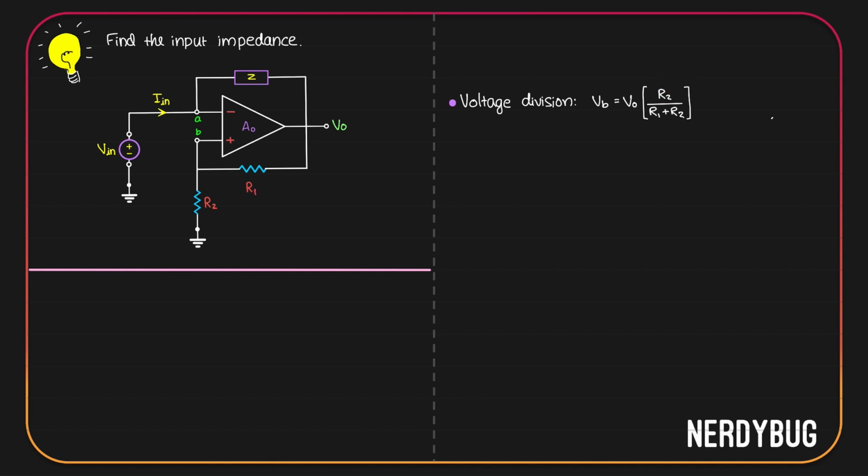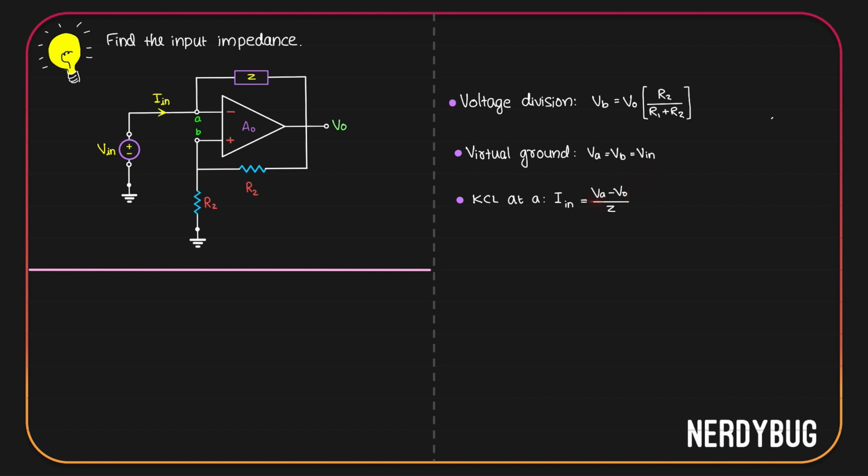Now, assuming OpAmp is ideal, potential at B will be equal to potential at A. But potential at A is V in. Let us apply Kirchhoff's current law at A. Input current will flow like this. It cannot go into the terminal, so all of it will flow through Z. That means input current will be equal to current through the impedance Z. Current through the impedance Z will be potential at A minus V output divided by Z. So we can write input current is VA minus VO by Z.